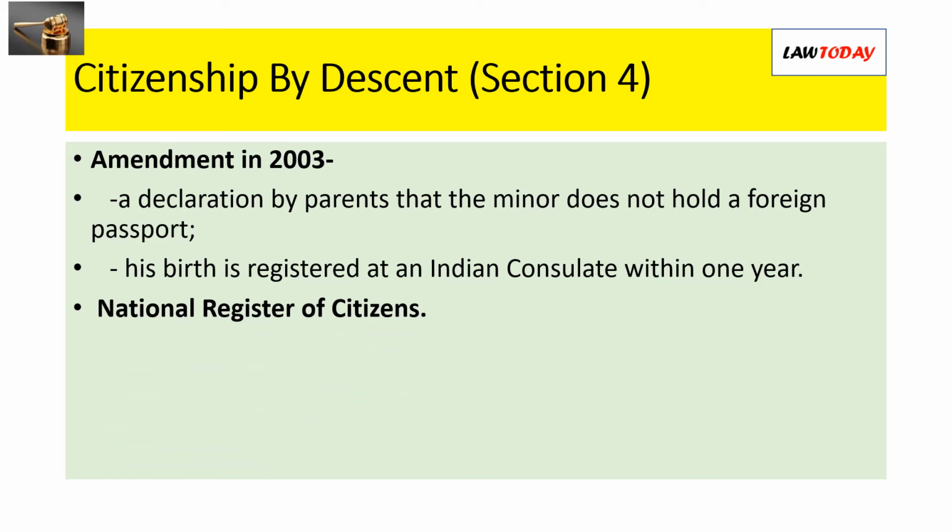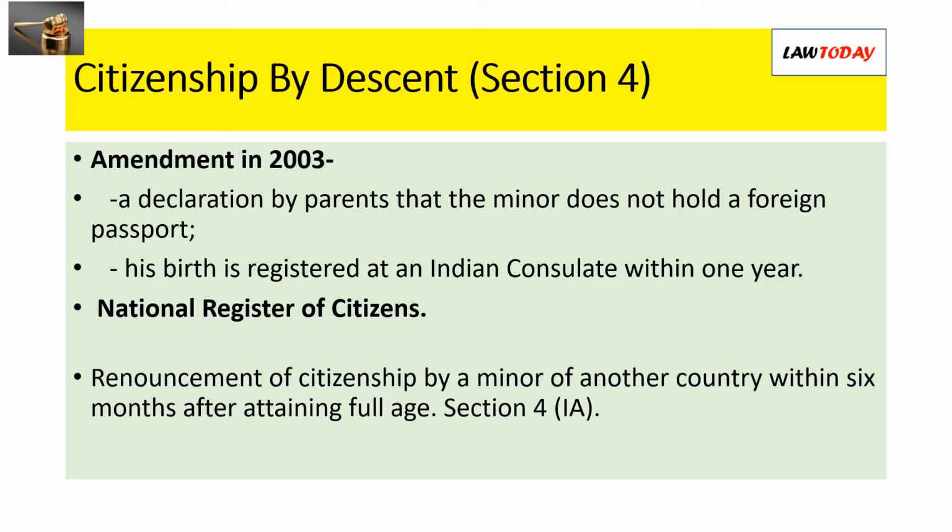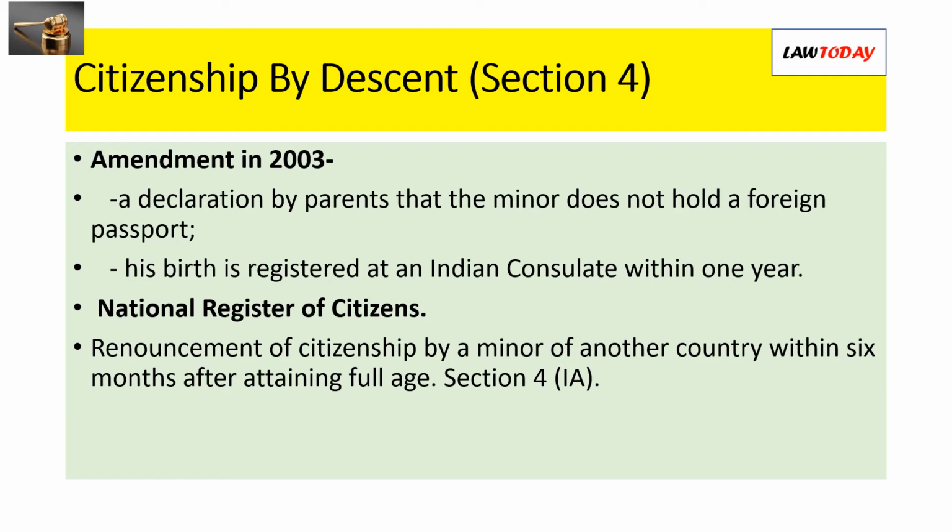The 2003 amendment has mandated the central government to create and maintain a national register of citizens and to issue national identity cards to all the registered citizens. A newly introduced subsection 1A provides that a minor who is a citizen of India by virtue of section 4 and is also a citizen of any other country shall cease to be a citizen of India if he does not renounce the citizenship or nationality of another country within 6 months of attaining full age.